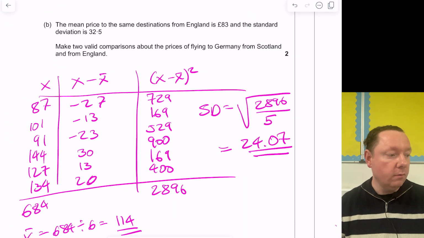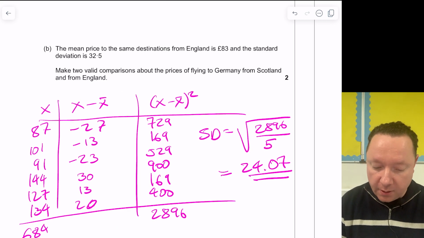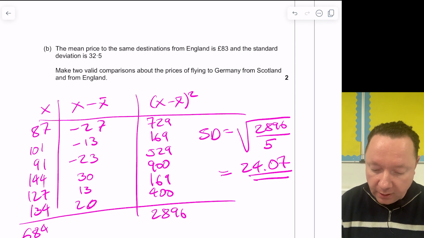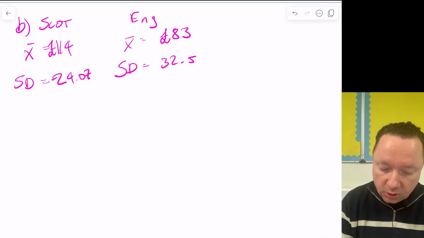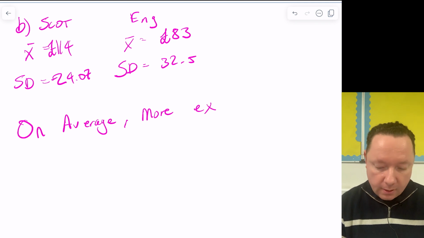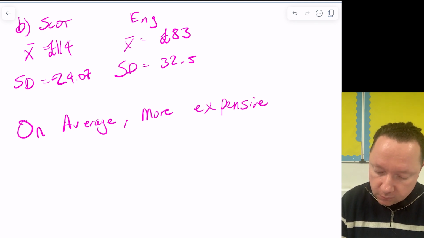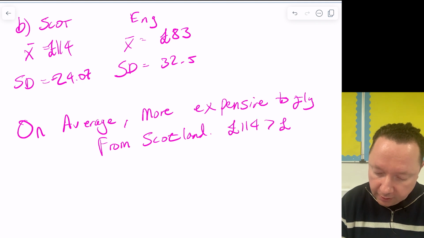And we had 114 for the mean. The mean price of the same destination from England was £83 with a standard deviation of 32.5. Make two valid comparisons about prices of flying to Germany from Scotland and England. So I've already set up my mean and standard deviation. On average, looking at the mean first, it is more expensive to fly from Scotland, because 114 is greater than 83.